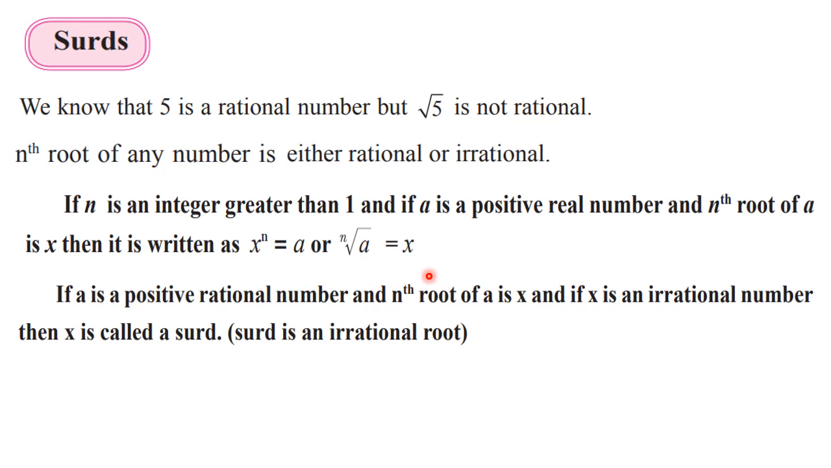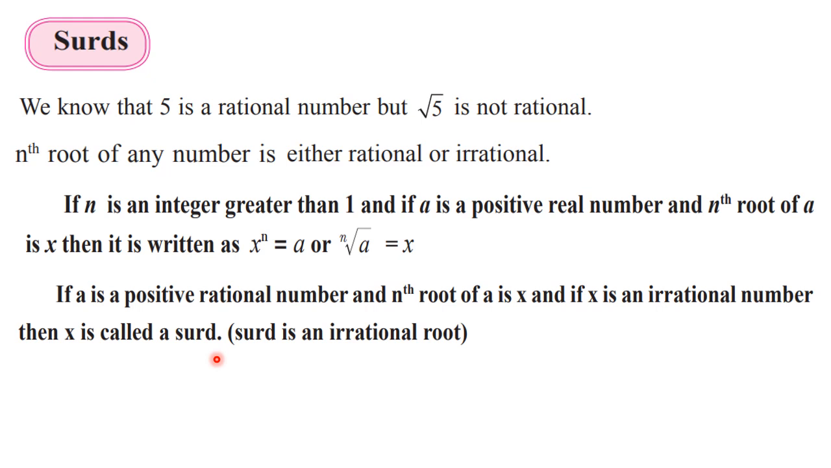So how to write the definition now? If a is a positive rational number and nth root of a is x, and if x is an irrational number, then x is called a surd. Surd is nothing but an irrational root.